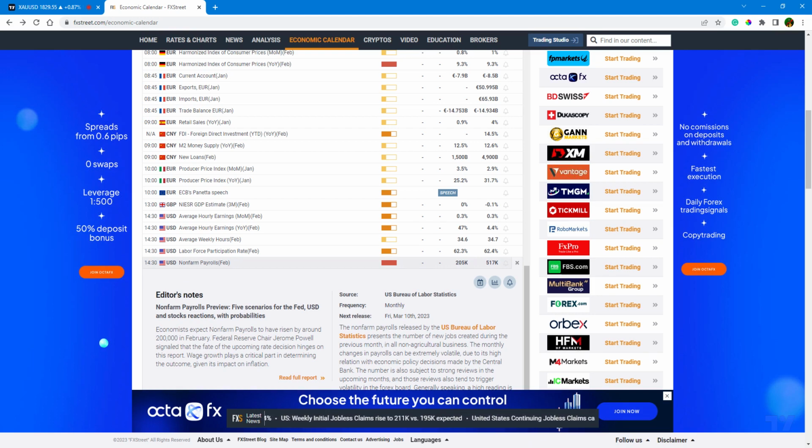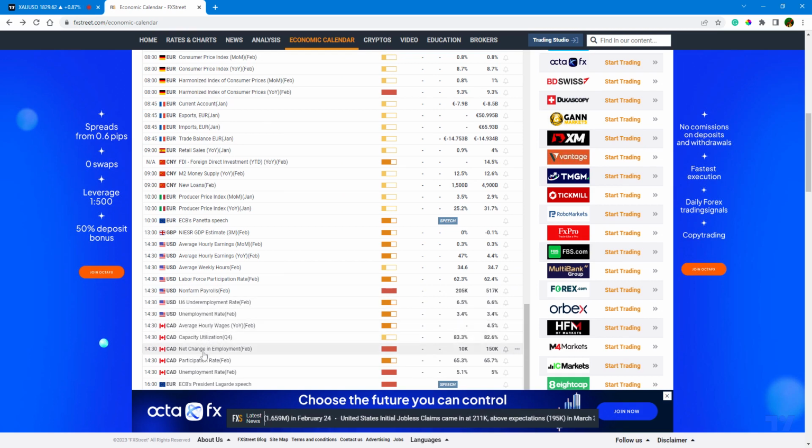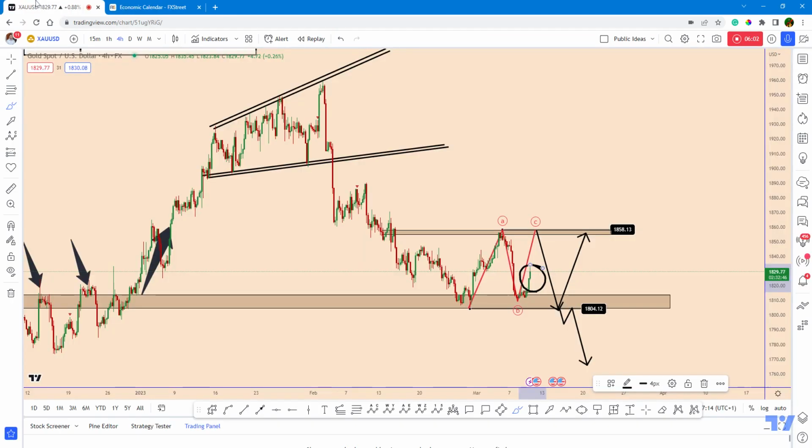If you read what the non-farm payroll data is, you will see that economists expect non-farm payroll data to have risen by around 200,000 in February. And this is a description: wage growth plays a critical part in determining the outcome given its impact on inflation. So the market is anticipating a very small number for the US non-farm payroll data. So probably what is expected from news agencies can be in line with the expectations.